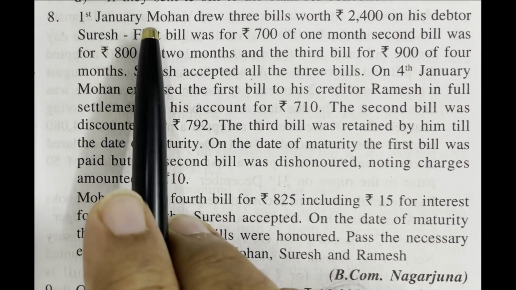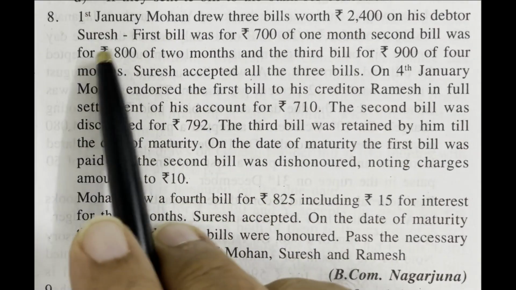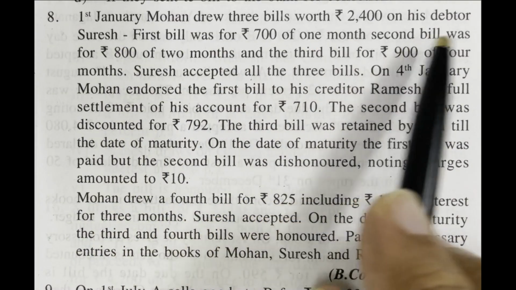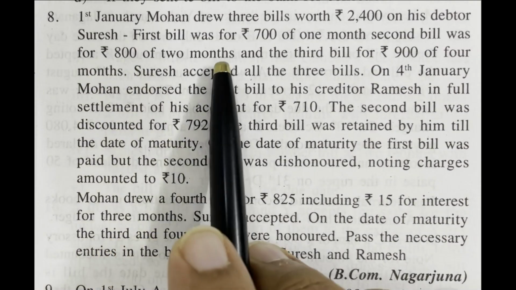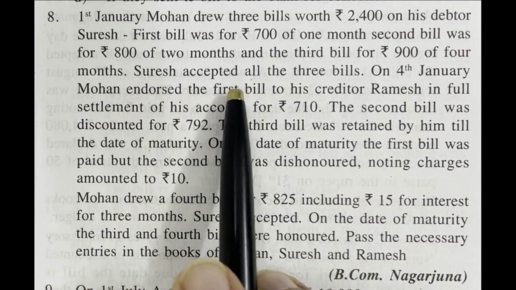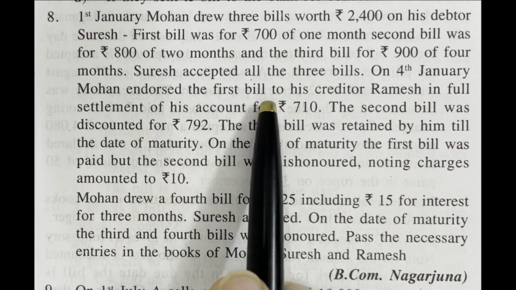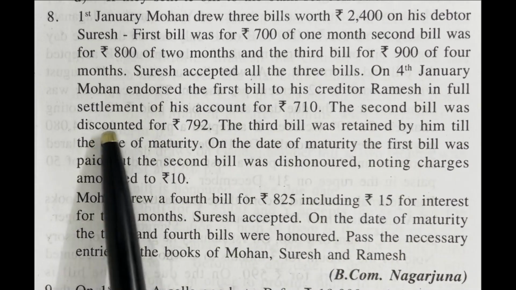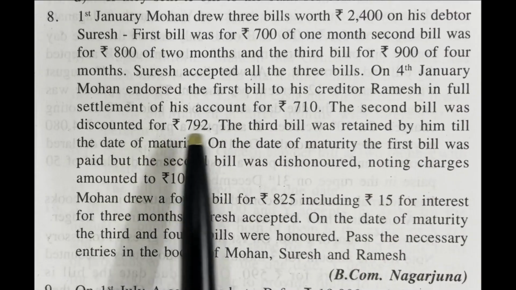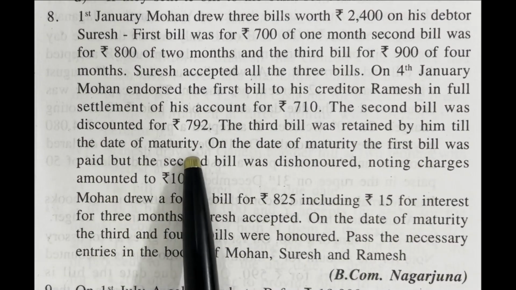8th problem. On 1st January, Mohan drew 3 bills worth 2400 on his debtor Suresh. The first bill was for 700 rupees of 1 month, the second bill was for 800 rupees of 2 months, and the third bill for 900 rupees of 4 months. Suresh accepted all the 3 bills. On 4th January, Mohan endorsed the first bill to his creditor Ramesh in full settlement of his account for 710 rupees. The second bill was discounted for 792 rupees. The third bill was retained by him till the date of maturity.